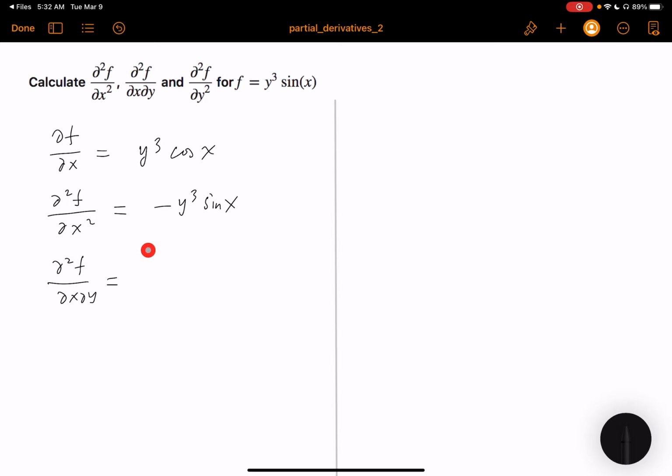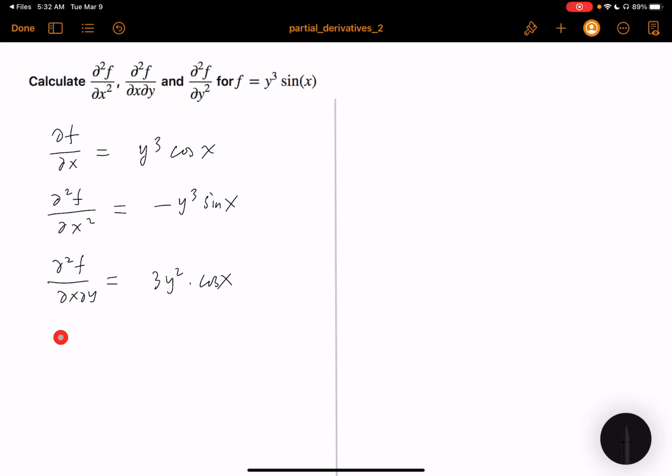So this is equal to 3y squared times cosine x, because we're treating cosine x as constant now. Now, let's look at the last one.